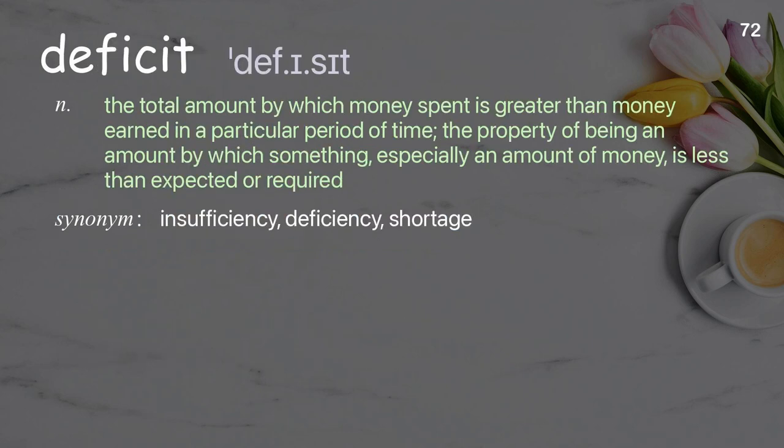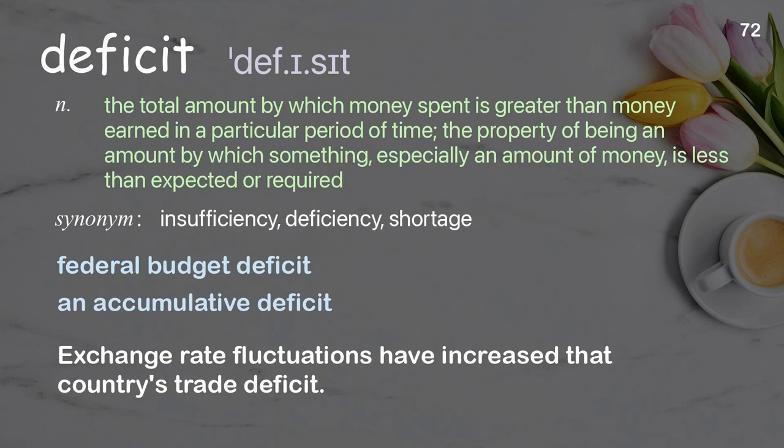Deficit. The total amount by which money spent is greater than money earned in a particular period of time; the property of being an amount by which something, especially an amount of money, is less than expected or required. Examples: federal budget deficit, an accumulative deficit. Exchange rate fluctuations have increased that country's trade deficit.